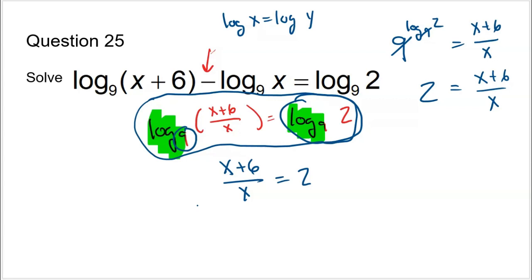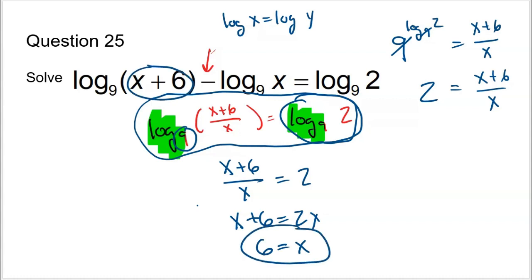Once you have a log base 9 on each side, the insides of those logs must be equal. Now, very easy to solve this. Going to multiply both sides by x. So I get x plus 6 equals 2x. Subtract 1x from each side. So I get 6 equals x. Done. Don't forget to check for extraneous solutions. If I plug in 6, I get 12. That's a good number. Plug in 6, I get a positive number as well. As long as you get a positive number when you plug it into your log, you're good to go.